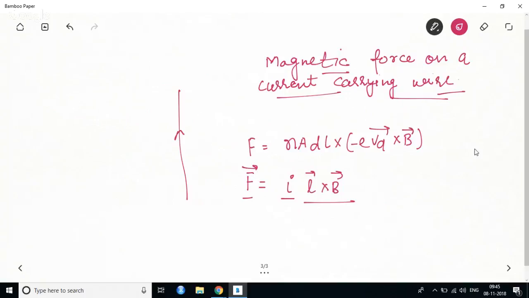I have told you that for any cross product, the direction of the resultant would be found out by the right hand rule. So what is the right hand rule? I have told you that your fingers should be in the direction of the first vector, or the left hand side vector, and your palm should be in the direction of the second vector. The position of the thumb will give you the direction of the resultant vector. So all these things are clear, right?